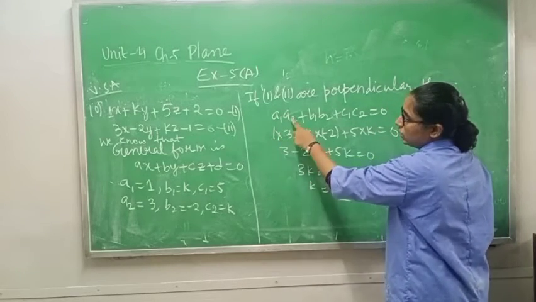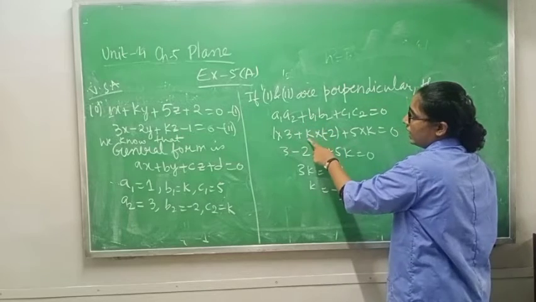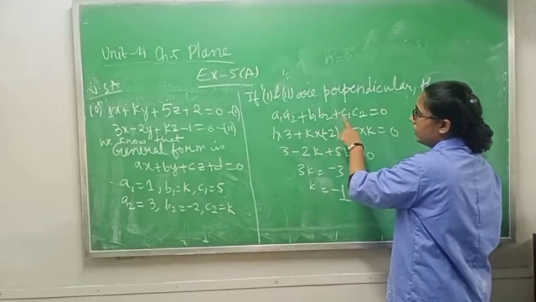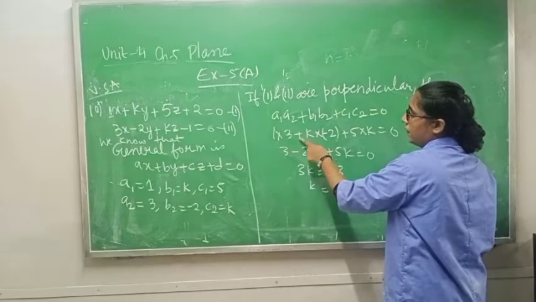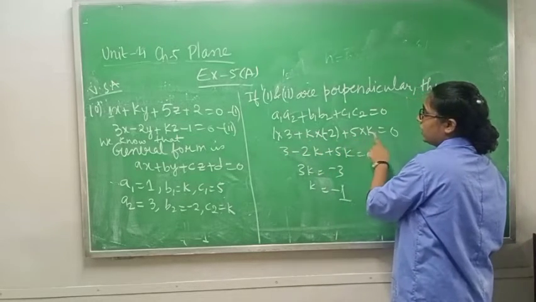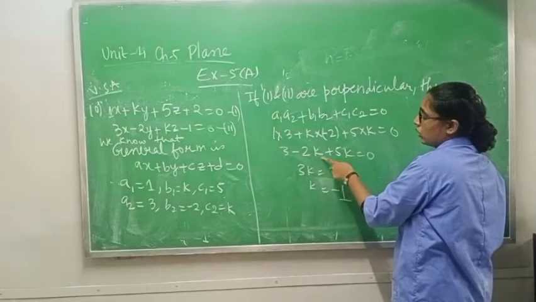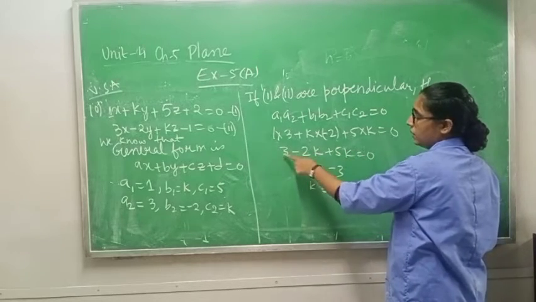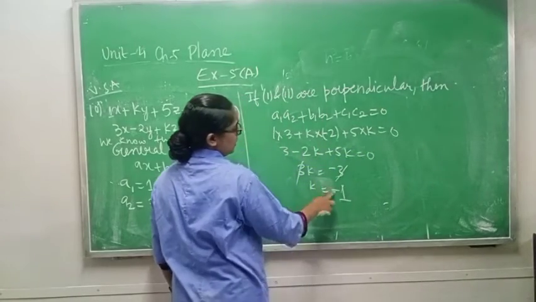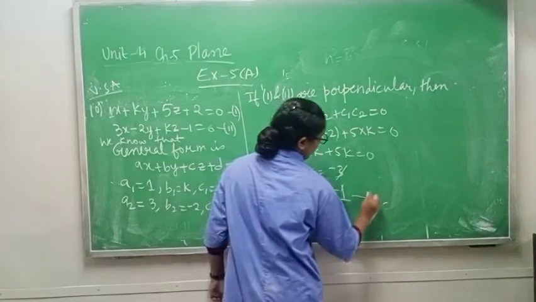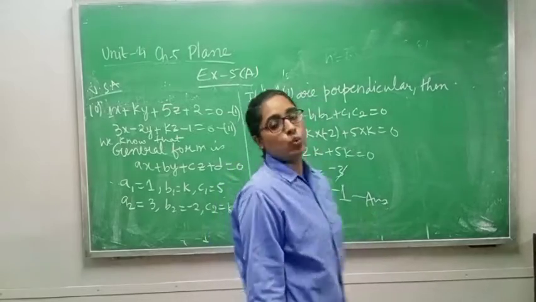A1 value is 1, A2 value is 3, plus B1 value is K, B2 value is minus 2, plus C1 value is 5, C2 value is K. Now 1 into 3 is 3, plus K into minus 2 is minus 2K, plus 5K. Now minus 2K plus 5K will give you 3K, plus 3 will come, it will become minus 3. 3 ones are 3, means minus 1. K value you will get minus 1.